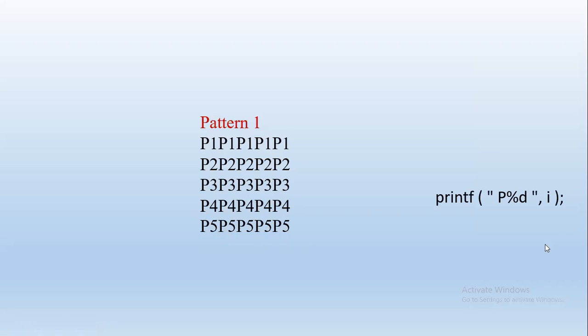So P%d will give us the value, which is mapped to i. So every time we are printing Pi. But how many times? Initially it is to be printed in row 1. As we observe, if i starts from 1, it will print P1, but how many times? It has to be printed 5 times. So we need a loop. We have to repeatedly print the same thing.